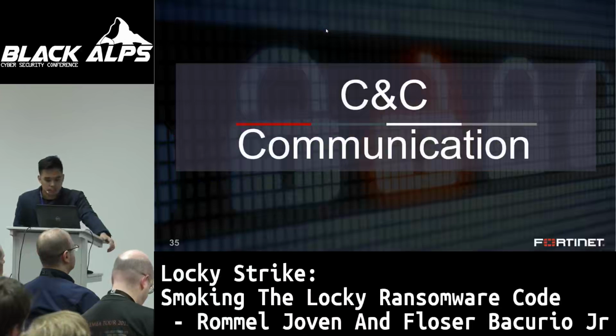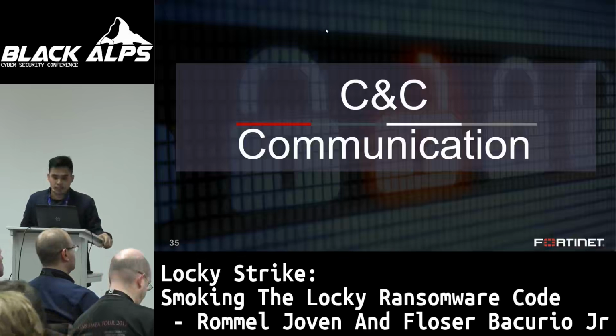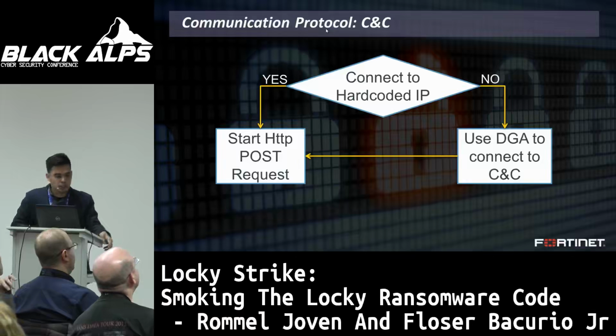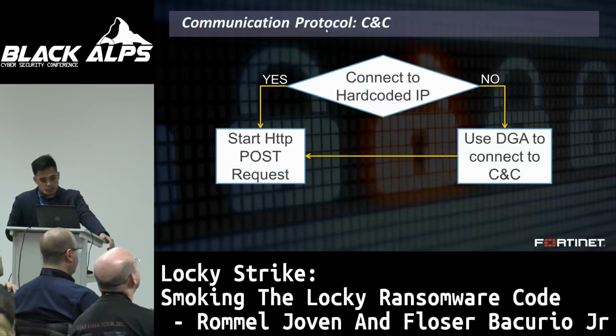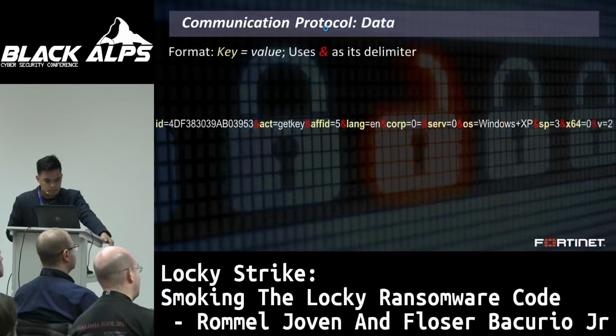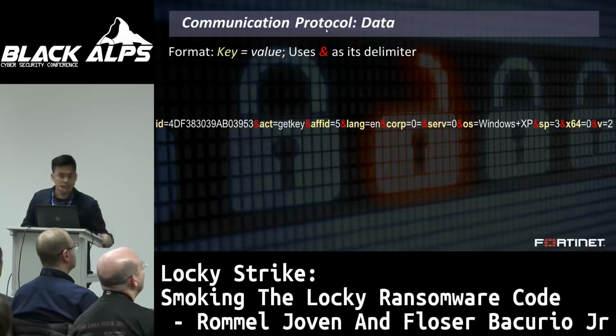Next, after decrypting the configuration and creating a unique ID, Locky now proceeds to connect to its CNC. This is for the online Locky only. Here is a quick overview of the CNC's behavior. It first tries to connect to its hard-coded IPs, and if it succeeds, it just starts posting requests. If not, it uses the DJ seed in the configuration to create some domains. And here's actual data, the data before being encrypted, which will be sent to the CNC.